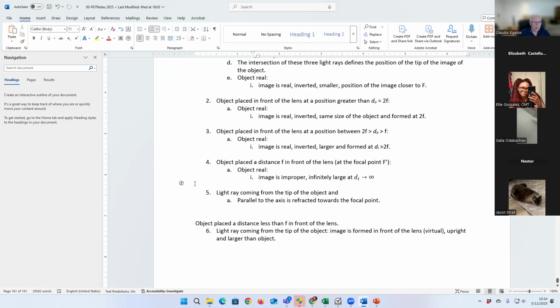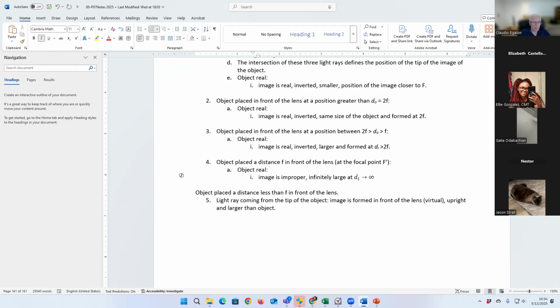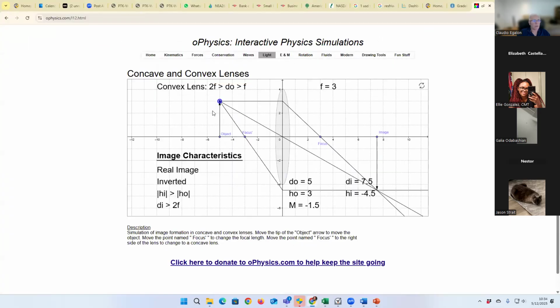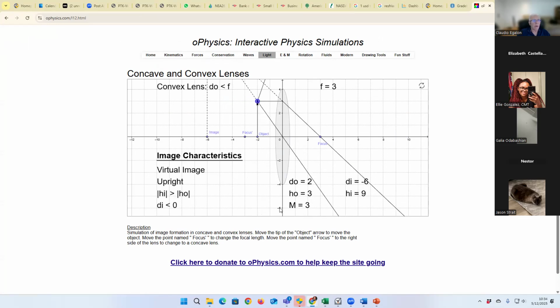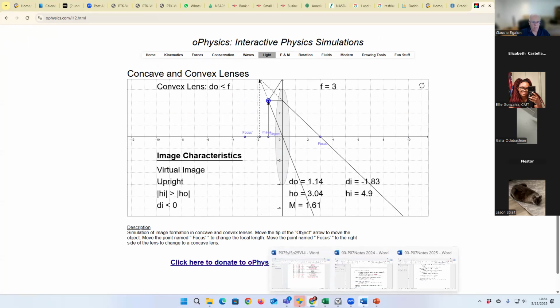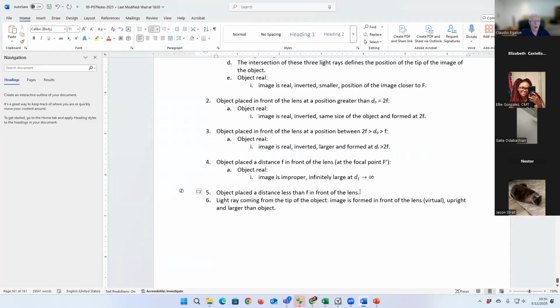And finally, less than f in front of the lens. Okay, and let's take a look at our simulation. You go right in here, the improper image. And now what about here?